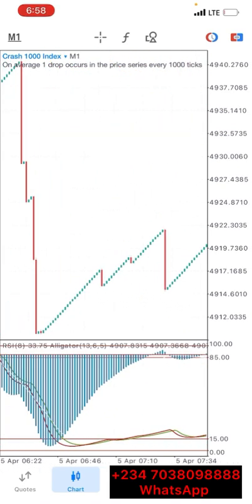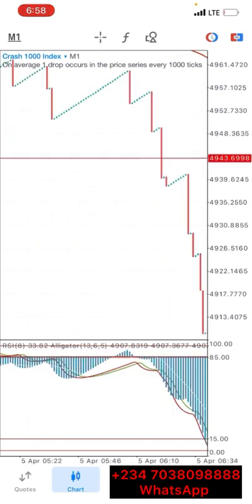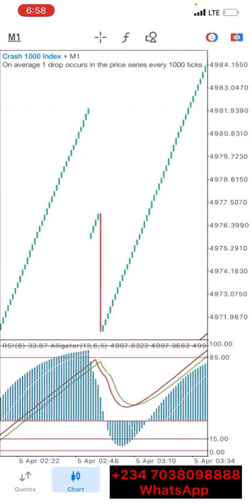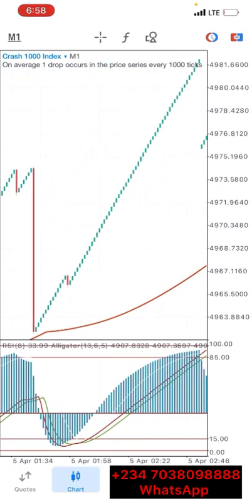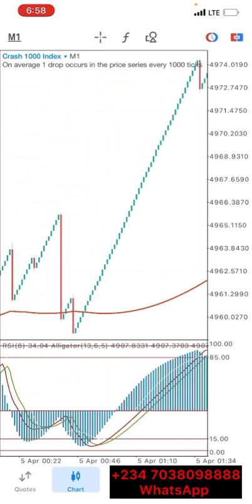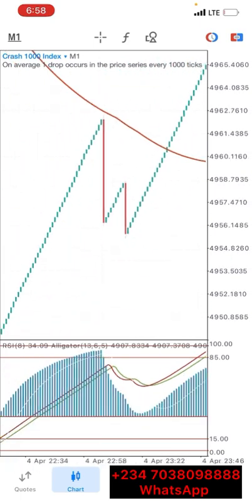Okay, without coming down again. You can see that too. All right, you can see that, bro. 10 ticks and you're out. You can see that, right? 10 ticks and you're out.